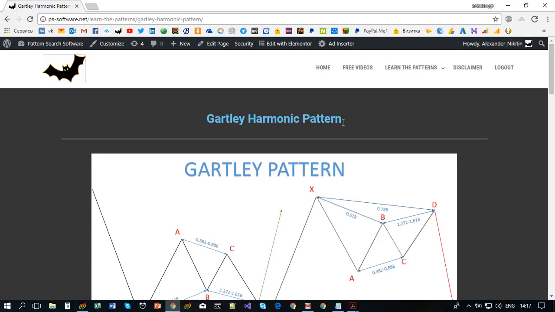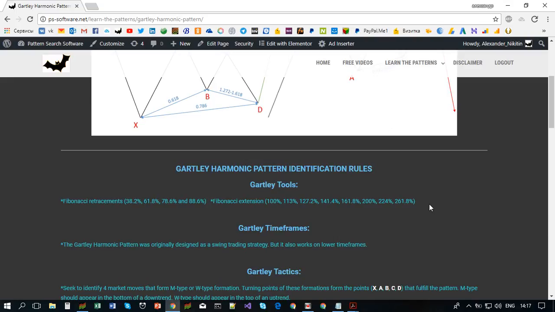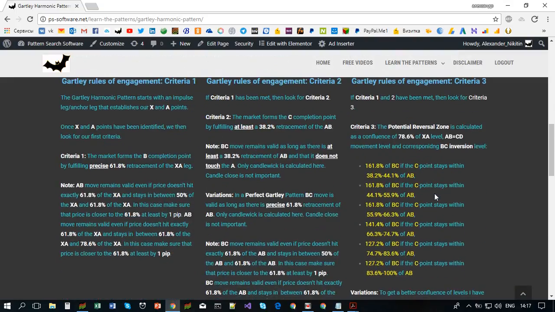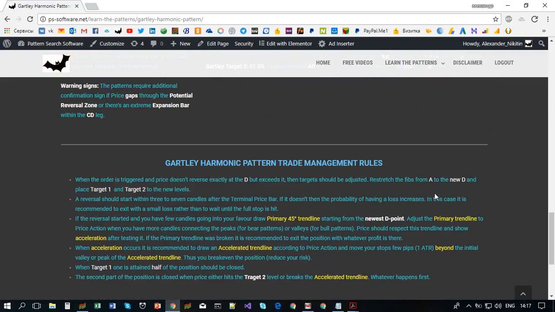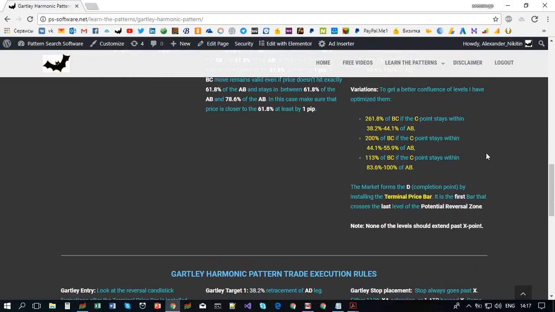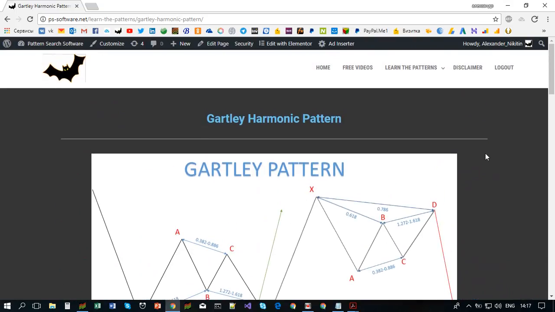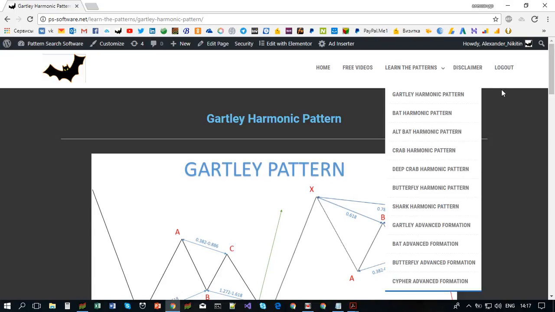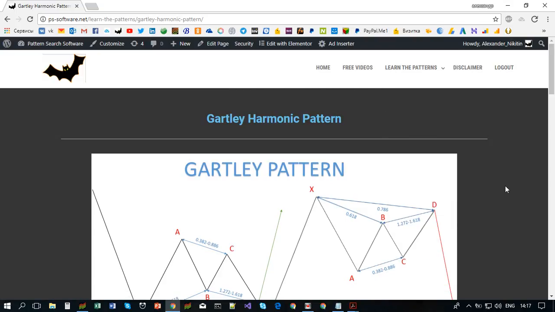Actually, I have created a specific trading plan so that everybody who learns these rules of identification, trade execution and trade management can simply go and test this trade plan on history, find that it has a positive expectancy, and then use it in their trading. It is absolutely free. Learn the patterns. The only requirement is to log in on my website.